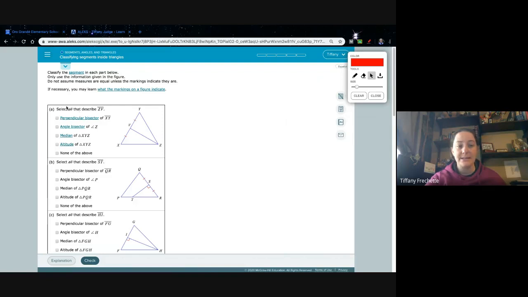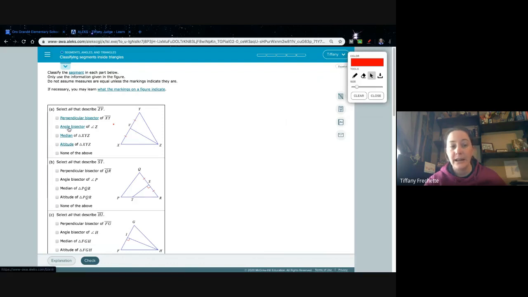So we're going to classify each segment here, and they tell us which segment we're looking for. So I'm going to switch over here to my pencil. So we're looking for ZV. ZV is this line going through the triangle here. So we want to classify this line here. So it's not perpendicular. I can see that. There is no square mark. So I'm not going to click perpendicular.